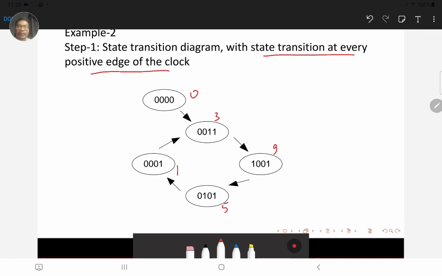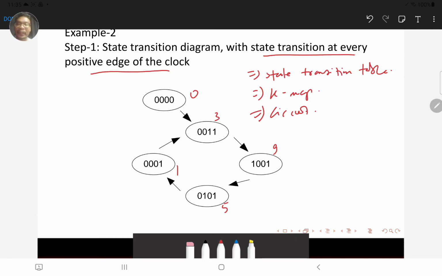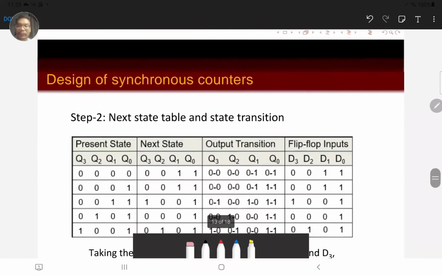And once we have this, the next step, number 2, is the state transition table, and then we have the K-map, and then we have the circuit. So these are the steps that we need to do. Let's see how we can derive the state transition table.